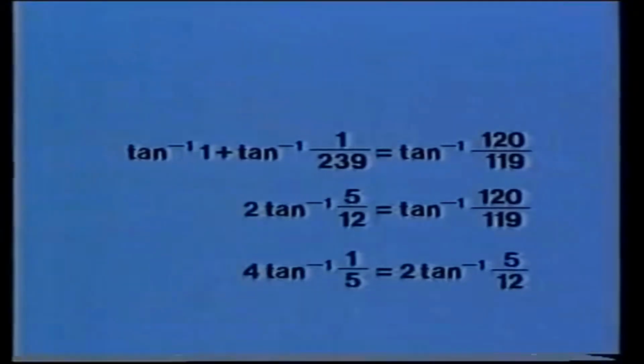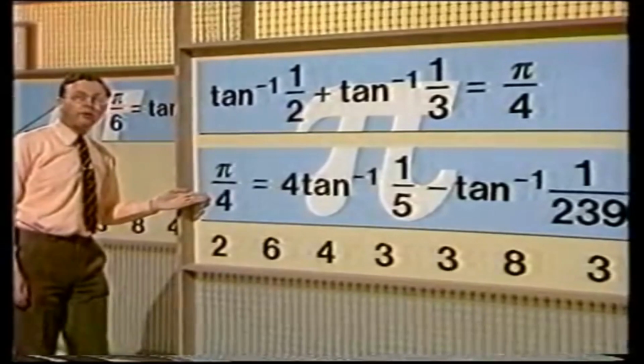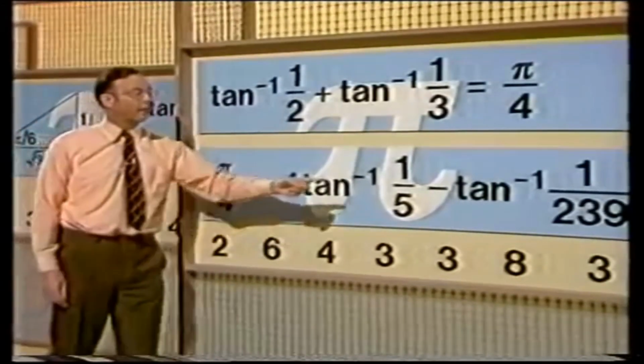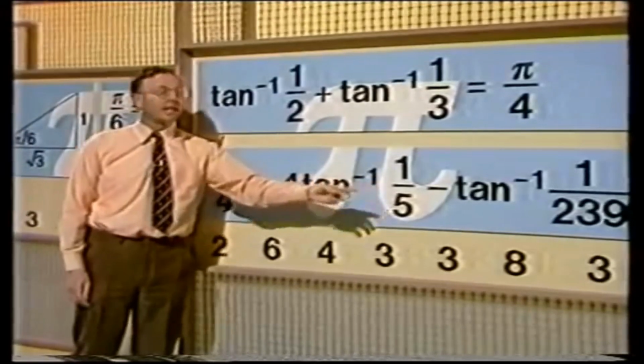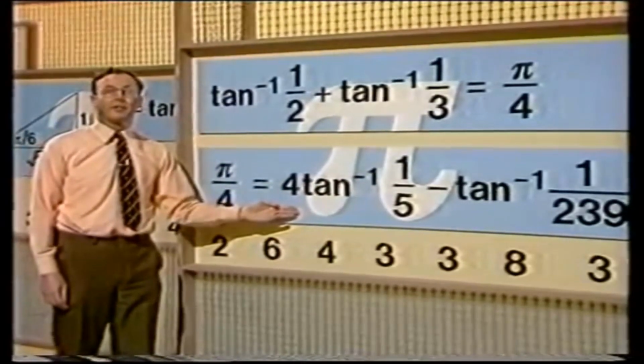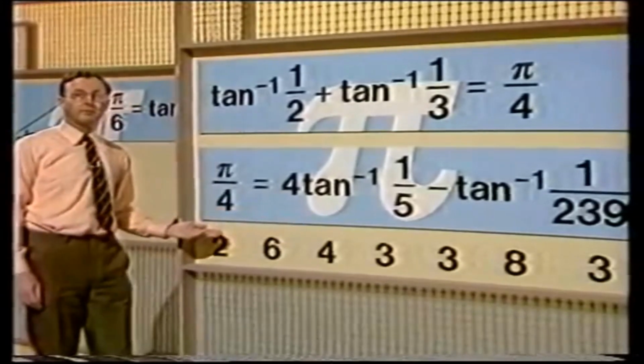If you take tan to the minus 1 of 1, which is pi by 4, and add on tan to the minus 1 of 1 over 239, then the addition formula gives you this, tan to the minus 1, 120 over 119, and that's just twice tan to the minus 1, 5/12. And that's 4 times tan to the minus 1, a fifth. That's using the addition formula twice. So pi by 4 plus tan to the minus 1 of 1 over 239 is 4 times tan to the minus 1, a fifth. And that's just Machin's formula.